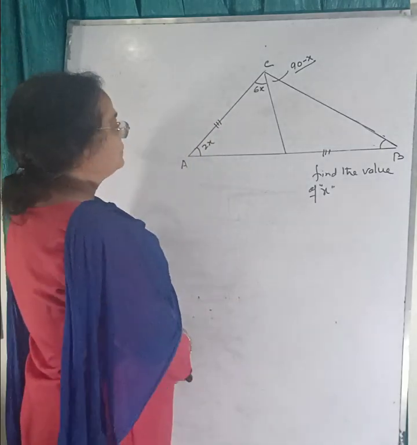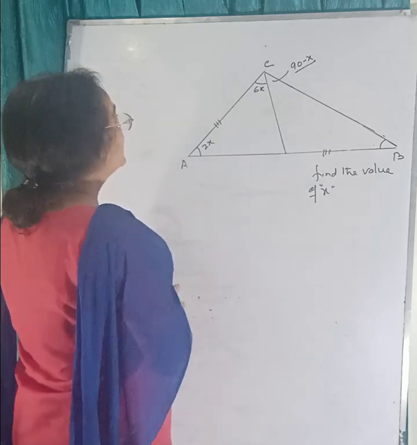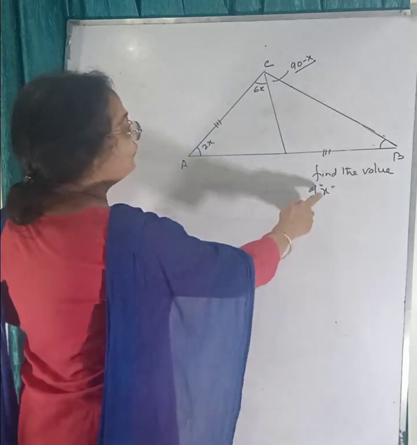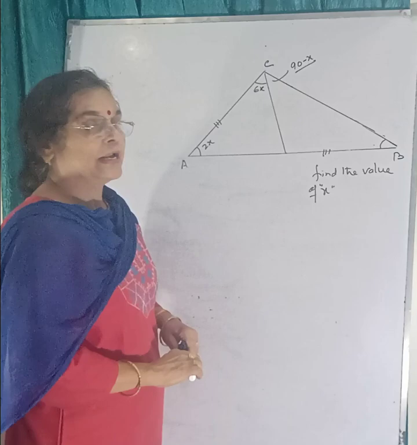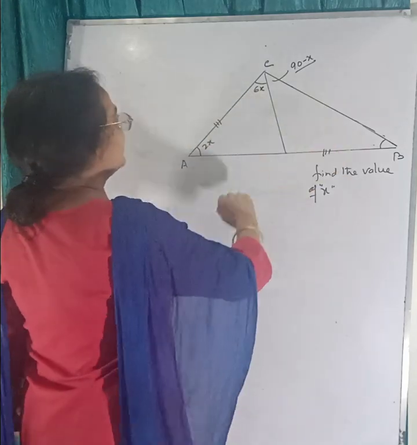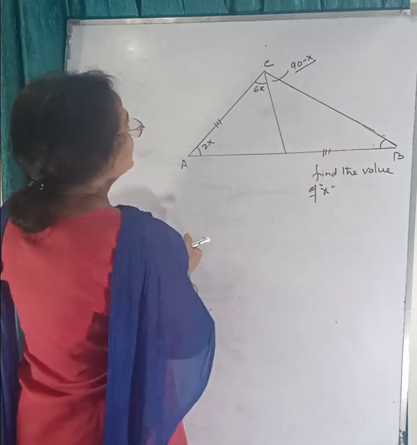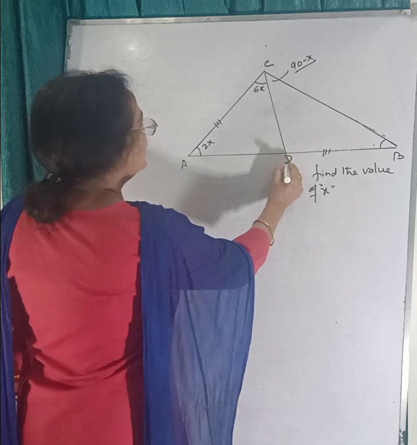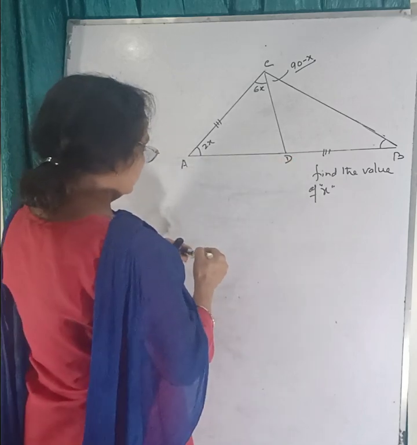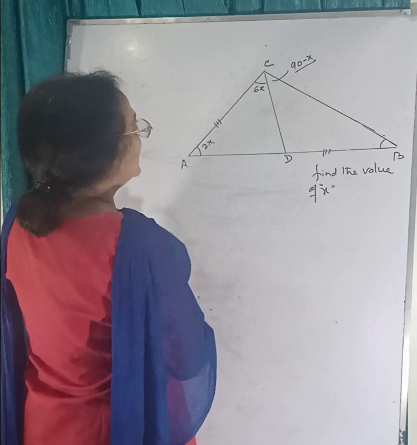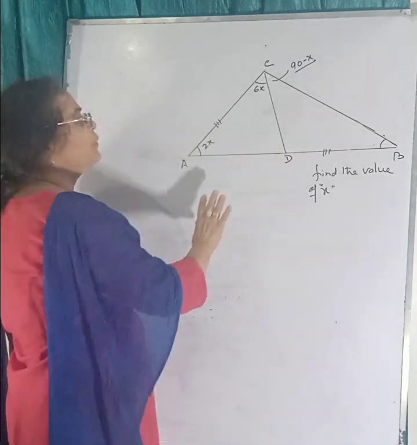This is a question from a competition point of view. We have to find the value of x. X की वैल्यू निकालनी है. ABC is a triangle. CD, D is the midpoint. This is not exactly in the middle. Any point on AB. AB पे कोई point है.